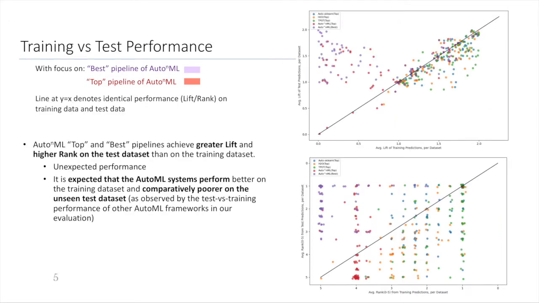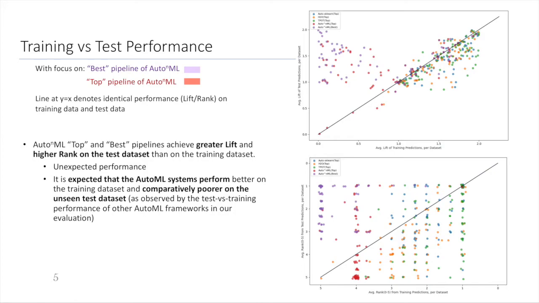To identify any discrepancies in the testing and training performance per AutoML, we plot accuracy-based lift on the test data predictions versus lift on the training data predictions in the upper graph. A line at y equals x is drawn to denote identical performance in either dataset. We create a similar graph below for AUC-based rank.